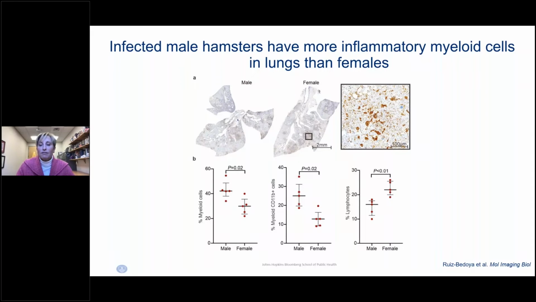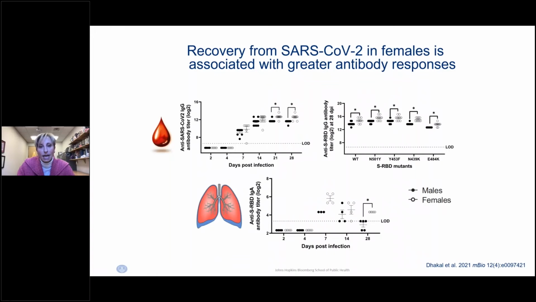But using the few flow cytometry markers that were available to us, and there were not many for hamsters, so the downside of working with these species is the lack of reagents, males were showing increases in myeloid cells in their lungs, whereas females were showing increases in lymphocytes, suggesting that the immune responses and the induction of immune responses may be different between the sexes.